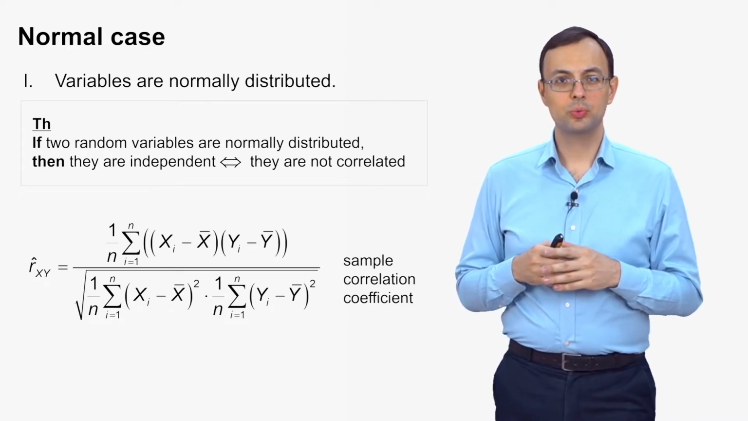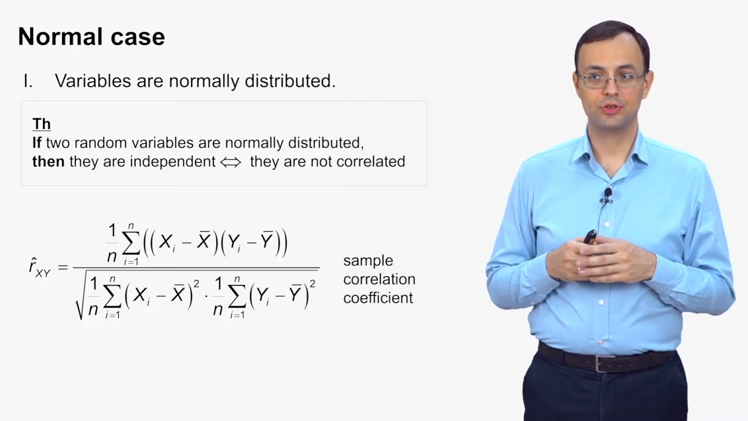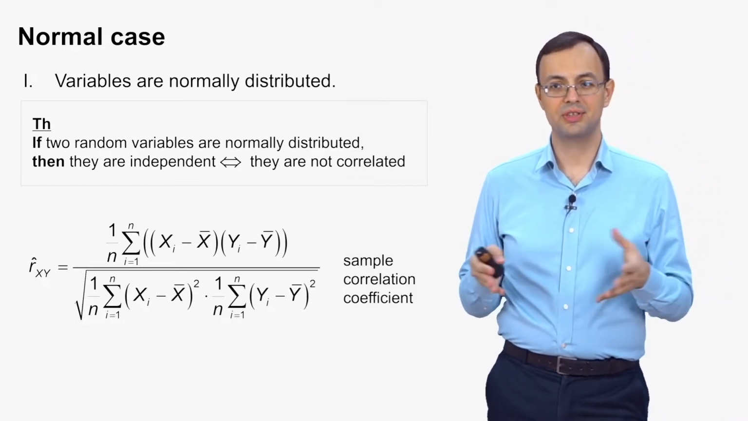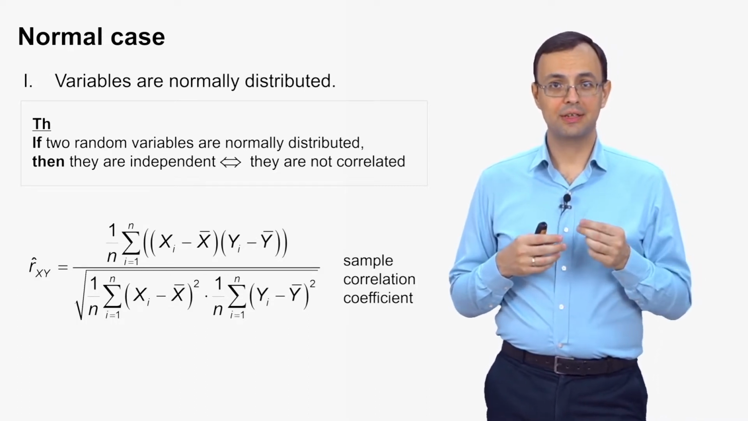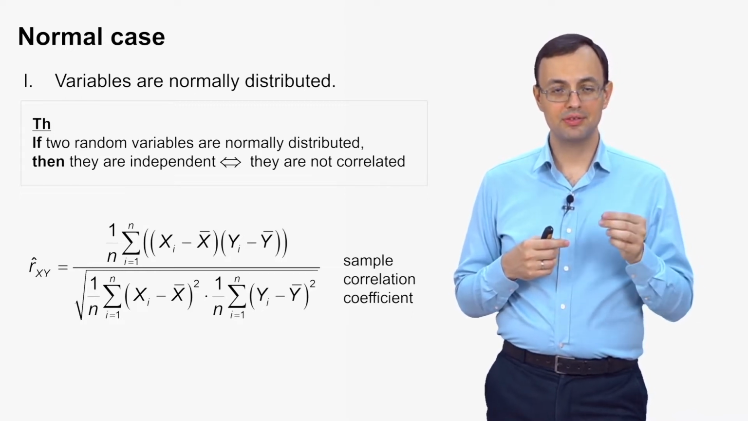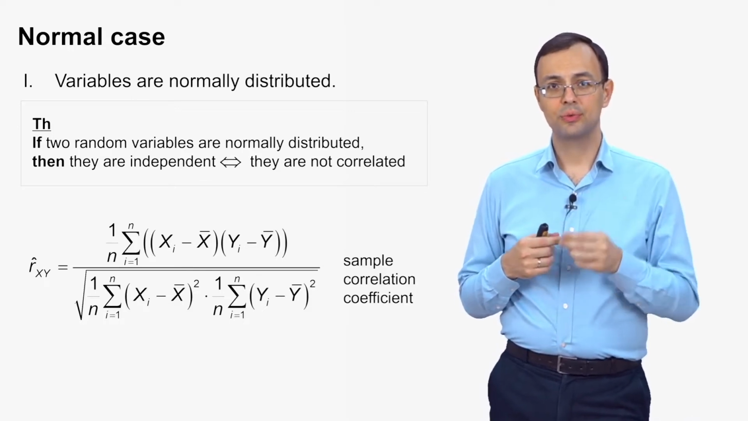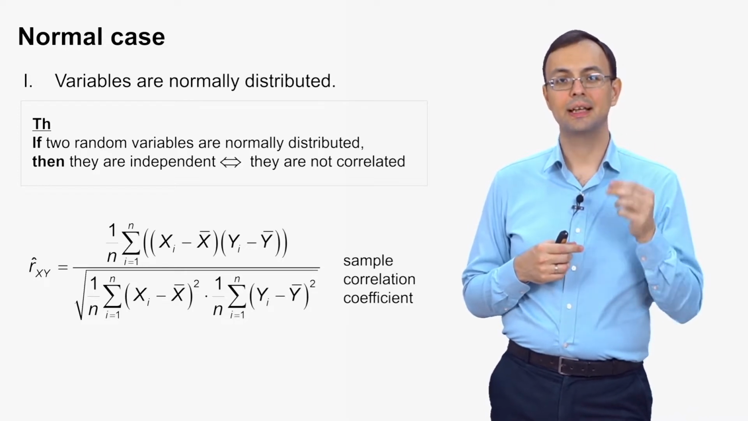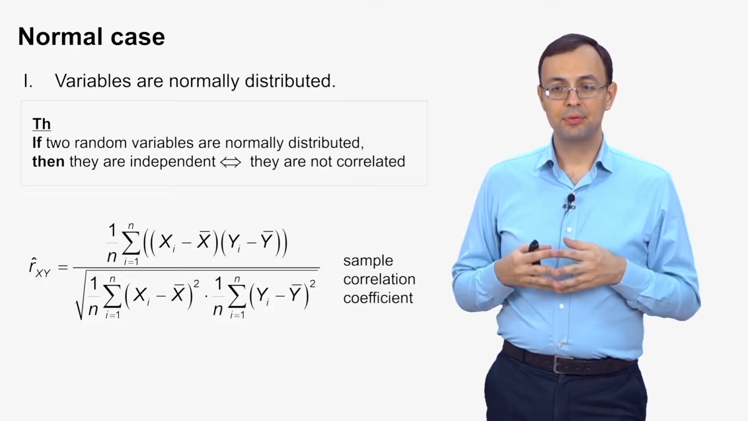And what we use to test this hypothesis is the sample correlation coefficient, which can be found according to the formula you see now. So you have two numerical variables, x and y. You have two samples, x1, ..., xn and y1, ..., yn. For each observation you have two numerical values, xi and yi. And this is the formula for the sample correlation coefficient.